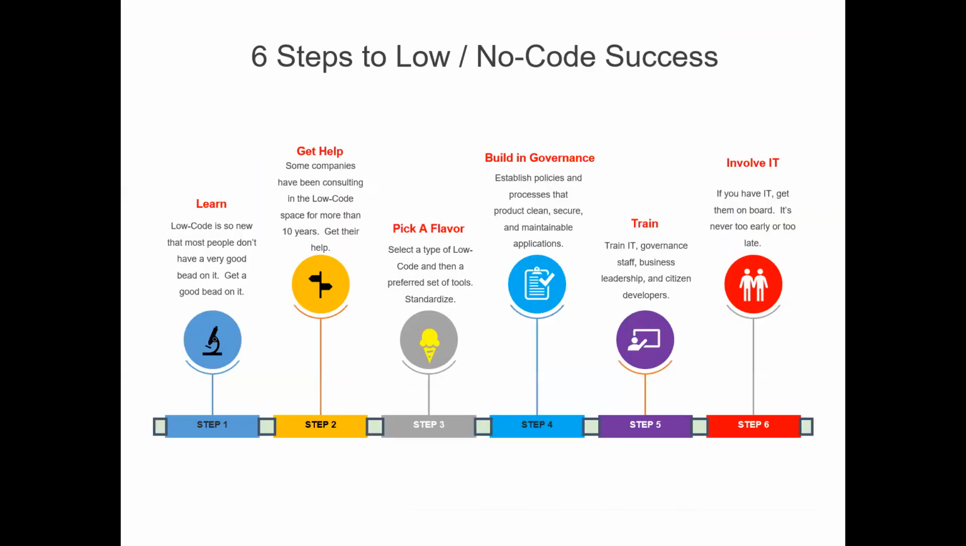So, learn about low code, get some help, pick a flavor, build in your governance, train your folks, and involve IT. If you can do these 6 things, typically we see organizations that do these well have very, very successful low-code, no-code transformations. If you forget these or you miss one, then you need our help.